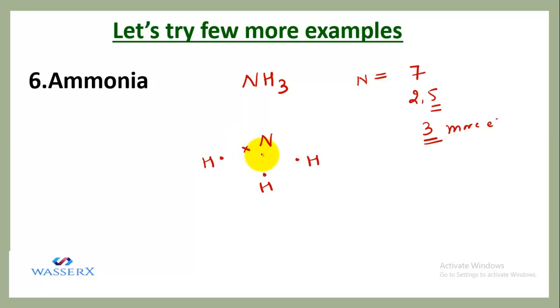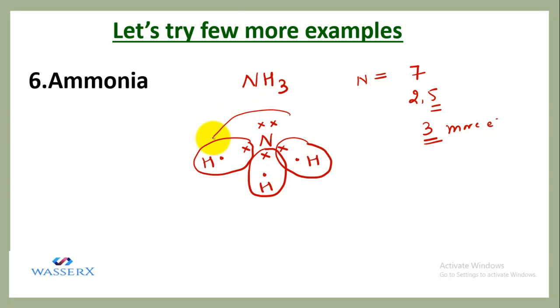So, each hydrogen contributes one electron, and 2 are left, which we indicate like this. So this hydrogen becomes stable after sharing. Similarly, this becomes stable. Similarly, this becomes stable. And nitrogen already possesses its 5 electrons. It will share 1 electron each from the 3 combining hydrogen atoms, and the bond formed will be like this.